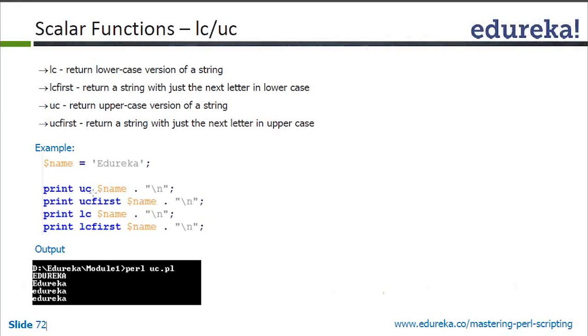So you can see that when we do print UC name, it converts Edureka into uppercase. And when we do UC first name, the first letter is converted into uppercase. Similarly, if you do LC first, the first letter is converted into lowercase. Since we did both in lowercase, there is no change, because it is already in lowercase. So LC first will also give you lowercase.